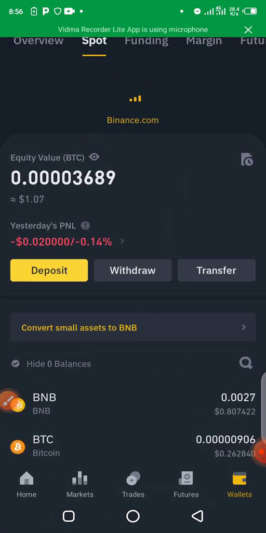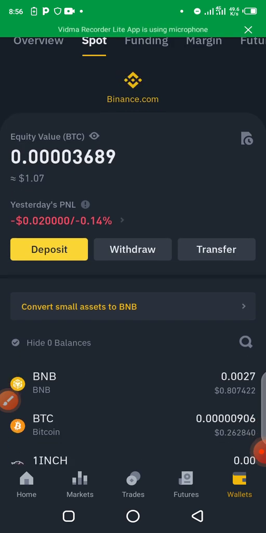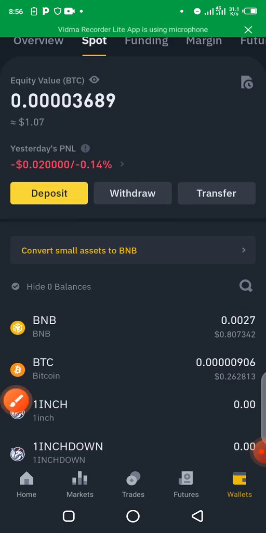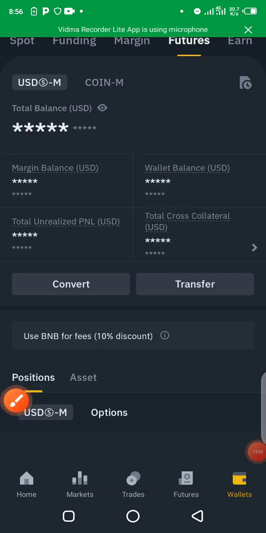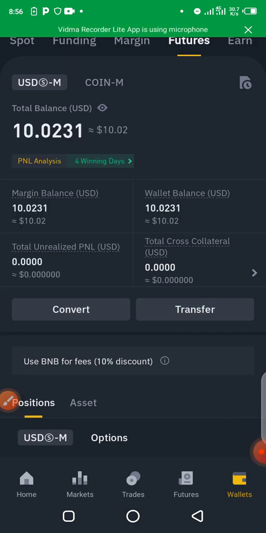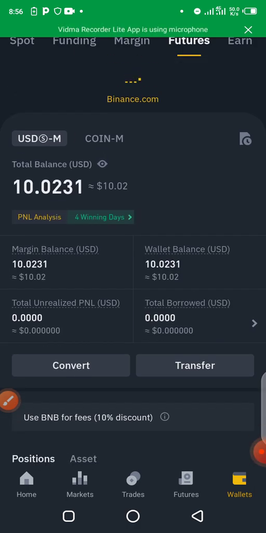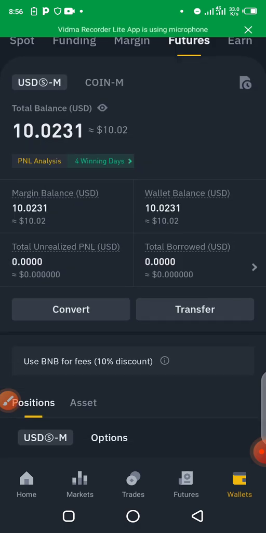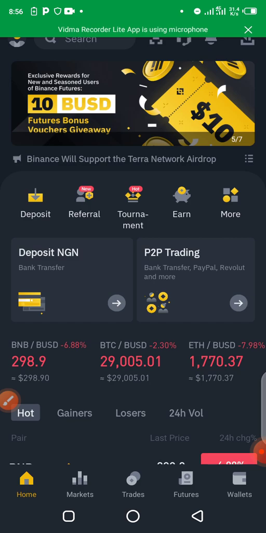Once you confirm the transfer, the money now shows on your futures wallet. How do you know it's now in your futures? Click here, futures. So click on futures, and then you see that your $10 is already there. That being done, we go into buying, aka longing, and then selling, aka shorting. It's a very easy process.